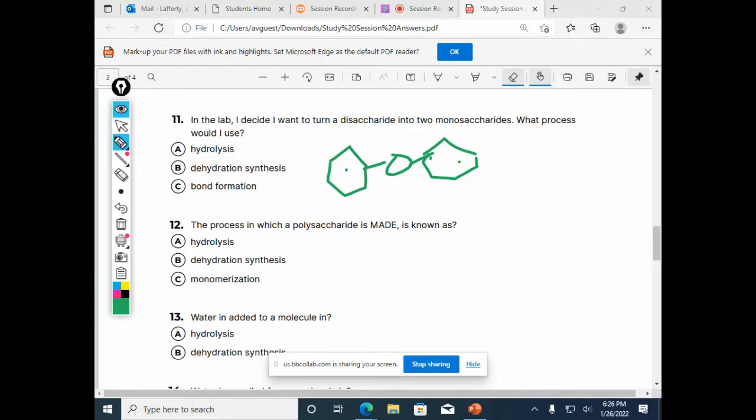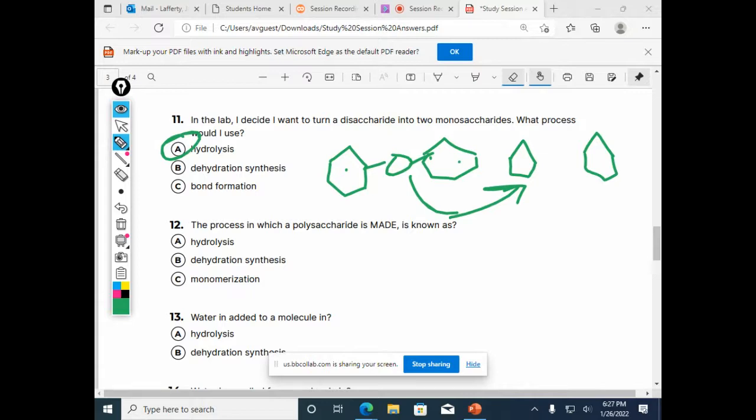I want to turn this into two monosaccharides, which a monosaccharide is one. So I want to turn it into, imagine these look the same. They really don't, but it's fine. I want to turn it into that. What process would that be? Good. What made you change your mind? You're totally fine. So we're going from one molecule and we're breaking it. Hydrolysis. We're adding water to break.